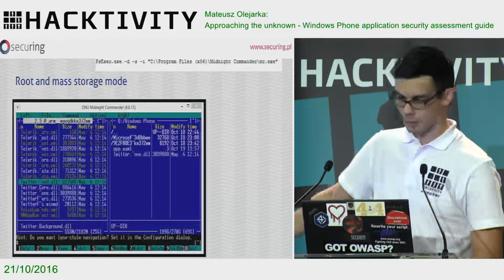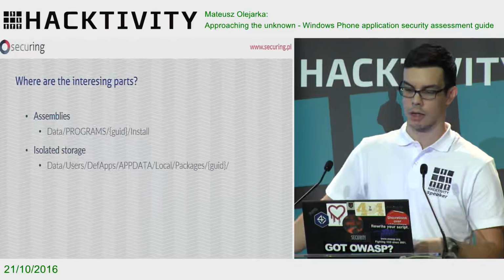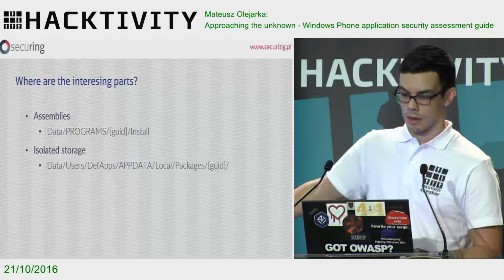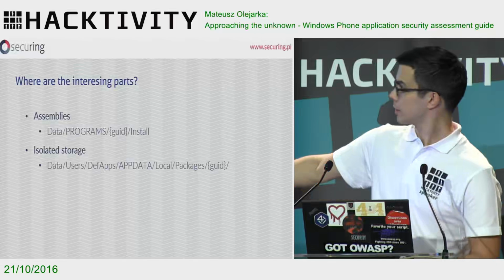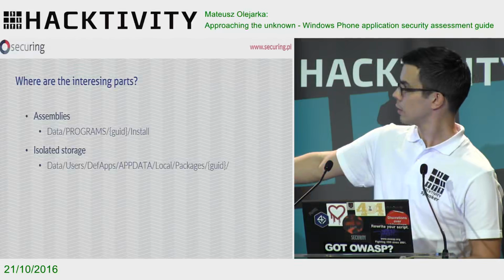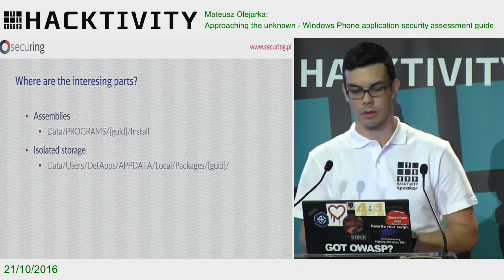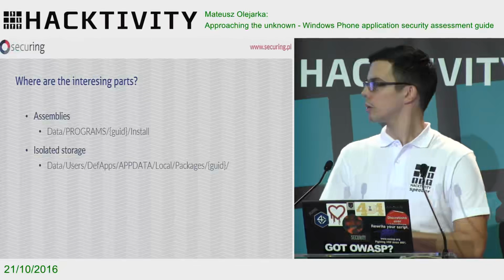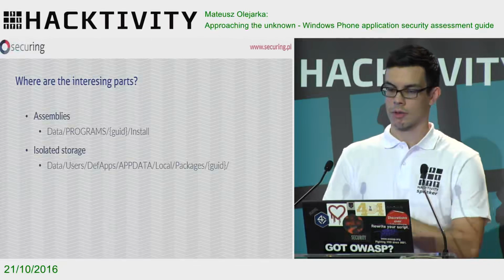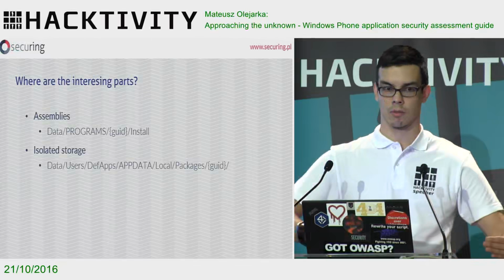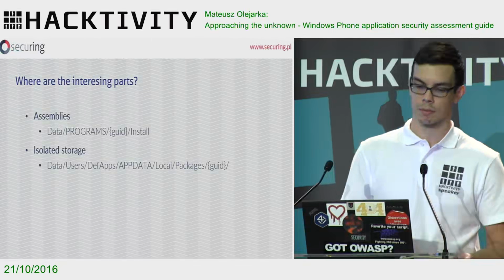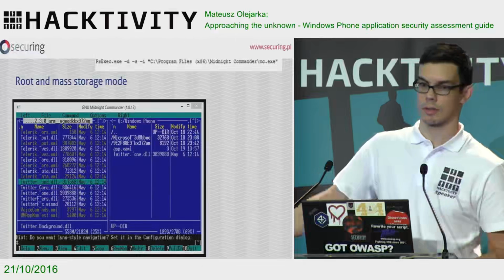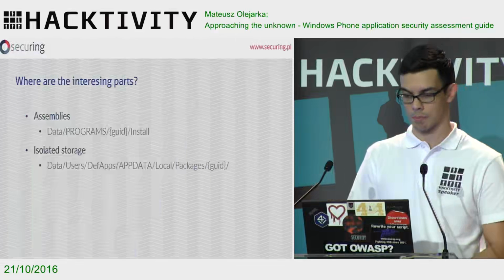When we navigate here in the assemblies, after the application was installed, the XAP file was unpacked, and the application files are in data programs install. The GUID is the installation GUID of the application. There is a file which lists all applications installed with those GUIDs, but basically you can find it using the modified date. You can easily find your application when you install it.